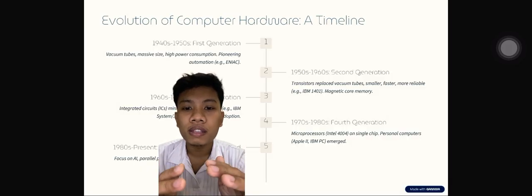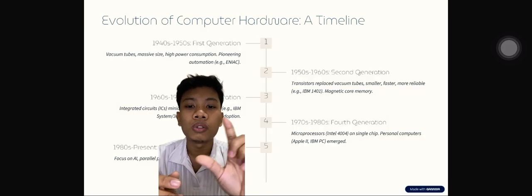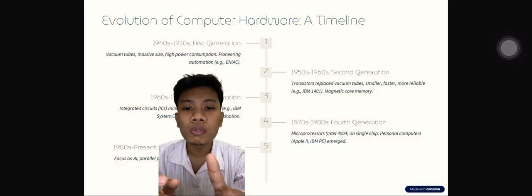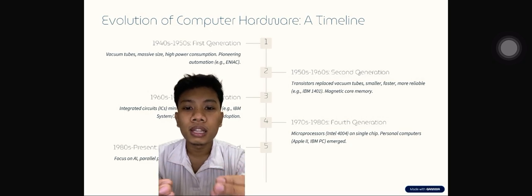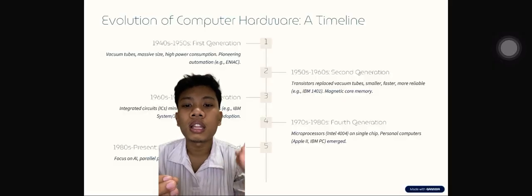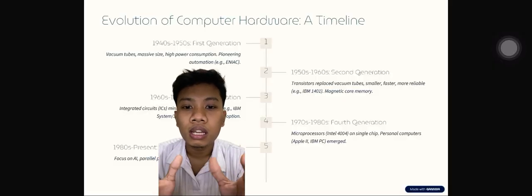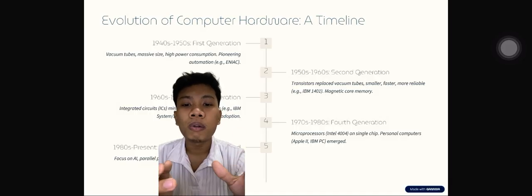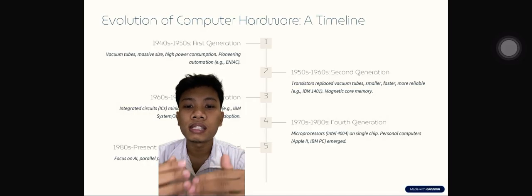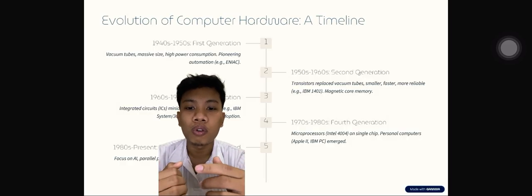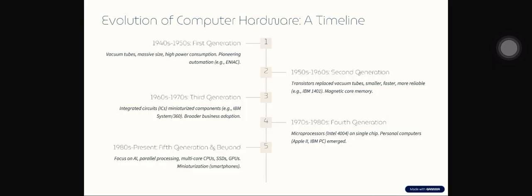Then, for the second generation, from the 1950s until the 1960s, the transistor replaced the vacuum tubes, making the computer faster, smaller, and more reliable. Examples include IBM 1401. In this era, magnetic core memory and high-level programming languages were introduced. And lastly, the power consumption decreased, but the systems were still expensive for personal use.